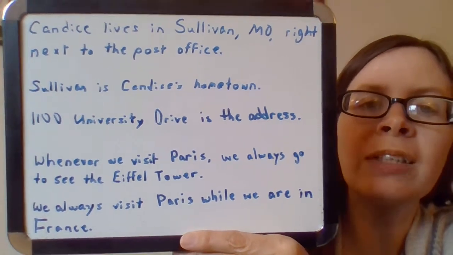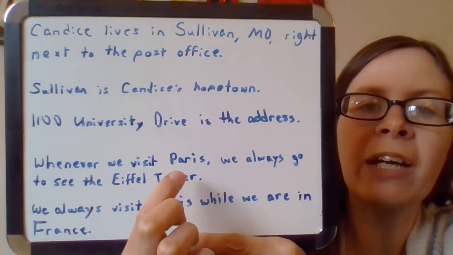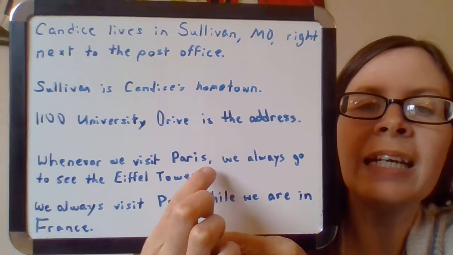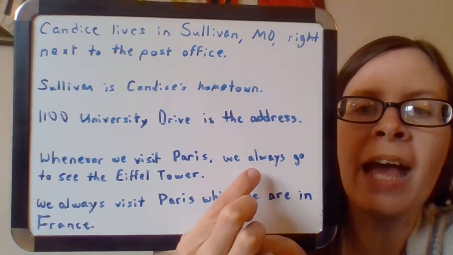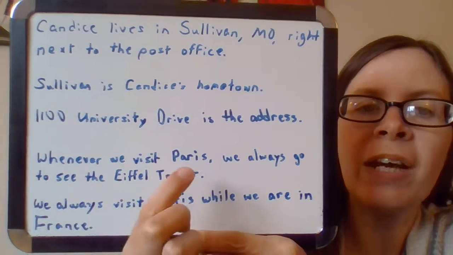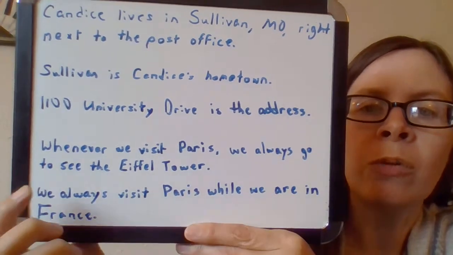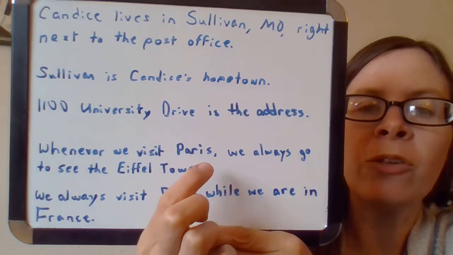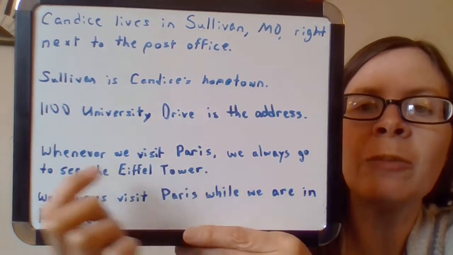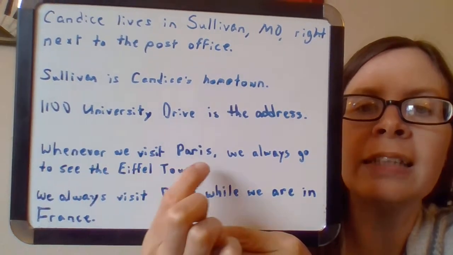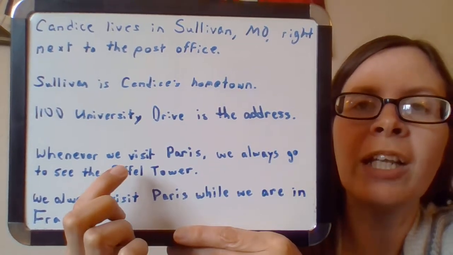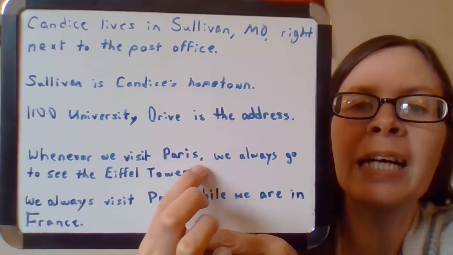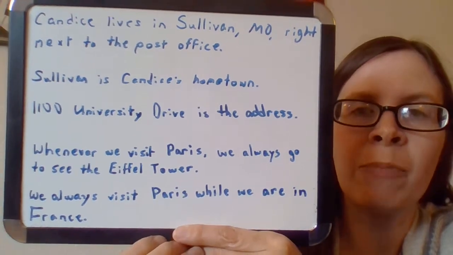Now, once in a while, you'll see one thing by itself, like this, Paris is the country. And it does get a comma after it, but only because this sentence would get a comma anyway. Whenever we visit Paris, comma, we always go to see the Eiffel Tower. Now, the reason this gets a comma anyway is because we have a dependent clause followed by an independent clause. And anytime you have a dependent clause first, you guys already know this, it gets a comma before the rest of the sentence comes up.